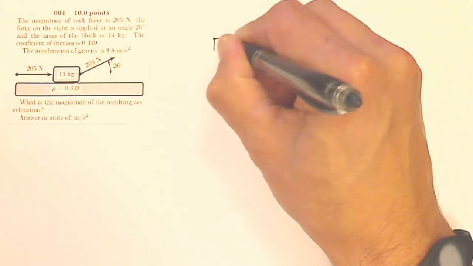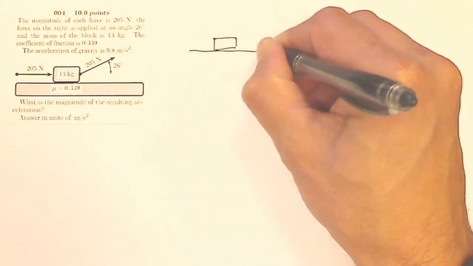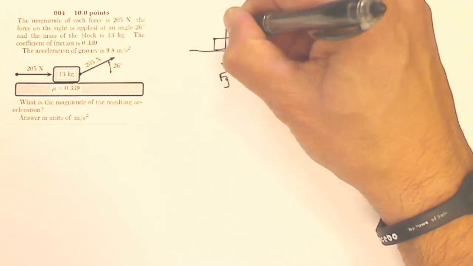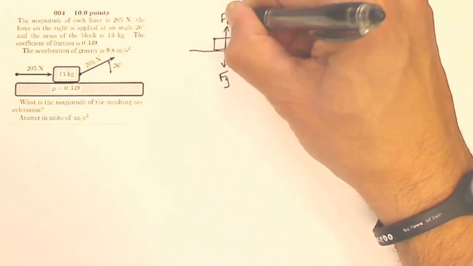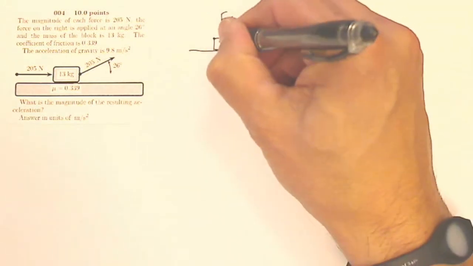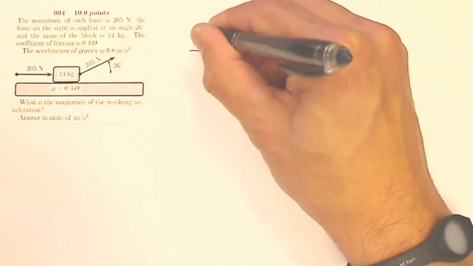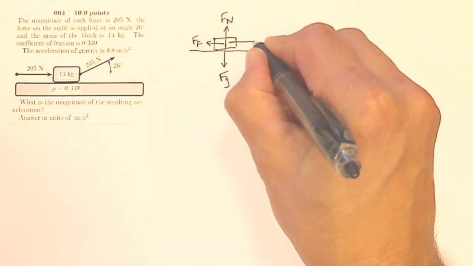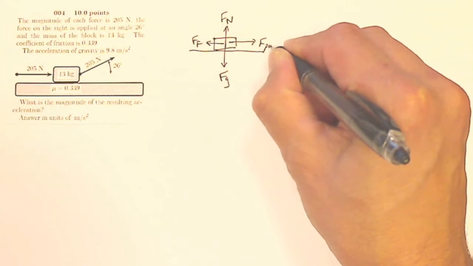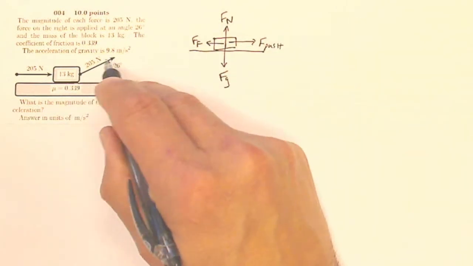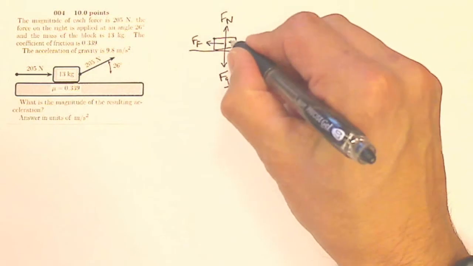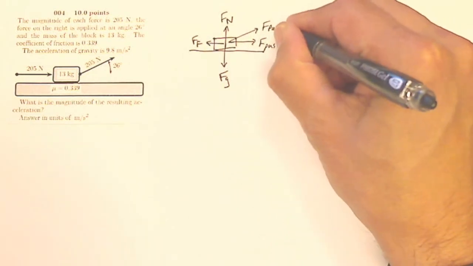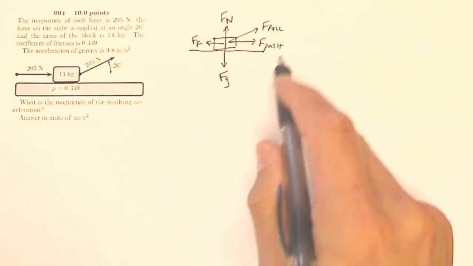Free body diagram. My free body diagram says I've got a force of gravity straight down. I've got a normal force perpendicular to the surface straight up. I've got a friction force this way. I've got this push force of 205 newtons, so I'm going to put that way as a force push. And I've got this 205 newton force at 26 degrees, so I'm going to draw that one. And I'll just call that F pull. Now that should be all my forces.